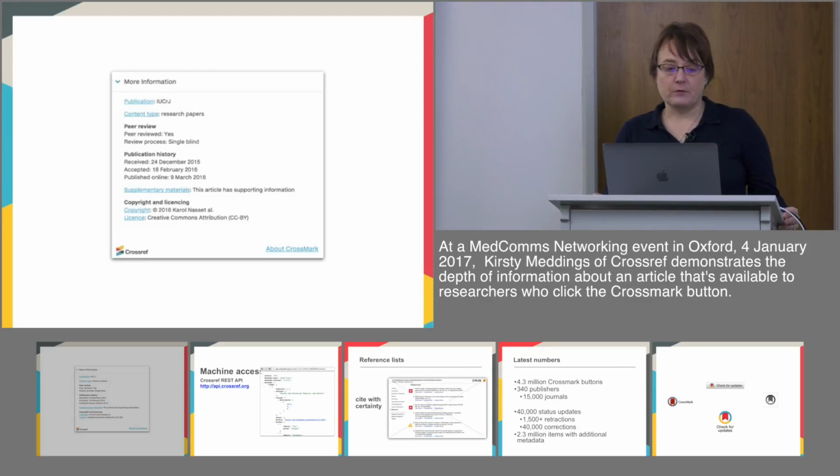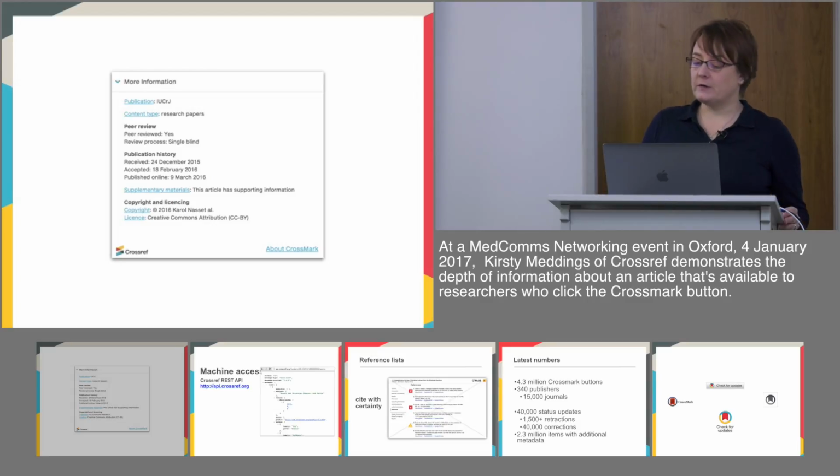And then finally, in the Crossmark box, there's a section called More Information, and this basically can take any additional information that the publisher feels is valuable to show to the reader. So in this particular example, this publisher has chosen to show that the content has been peer-reviewed and the process is single-blind peer review. The publication history, so when it was received, accepted, published. There's some supplementary materials that they've linked out to, and a copyright statement.